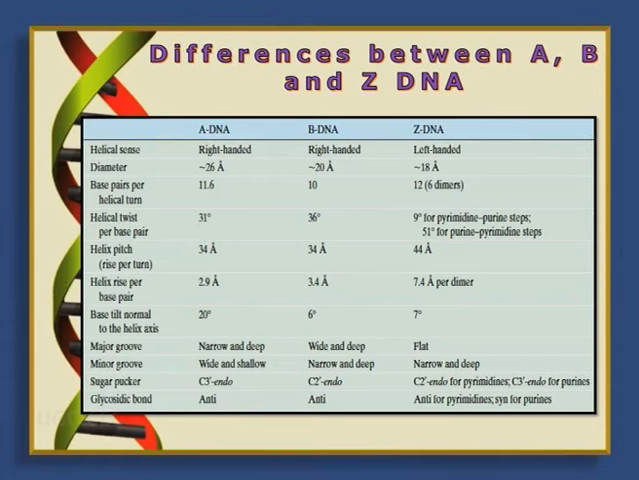Apart from this, there is the change in sugar pucker. A DNA consists of C3' endo sugar pucker, B DNA consists of C2' endo, whereas Z DNA has C2' endo for pyrimidines and C3' endo for purines. For the glycosidic bond type, in A DNA it is anti, and in B DNA anti. In Z DNA it is syn for guanosine and anti for pyrimidines. So, these are the distinguishing features of A, B and Z DNA which allow us to differentiate between the three.